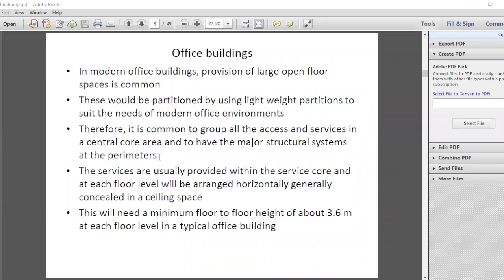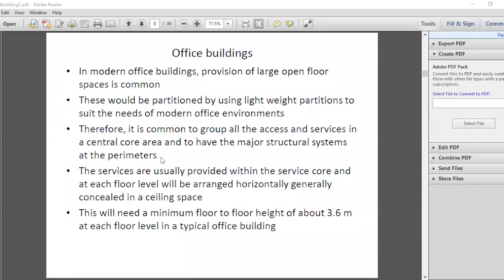So basically in office buildings you will get all the services grouped together in a central core, and so to distribute the services, generally we like to have a false ceiling, and within this ceiling we have to hide the services and especially the air conditioning ducts. And it is also preferred to have a floor to ceiling height of about 2.7 meters and a ceiling space of about 0.3 meters.